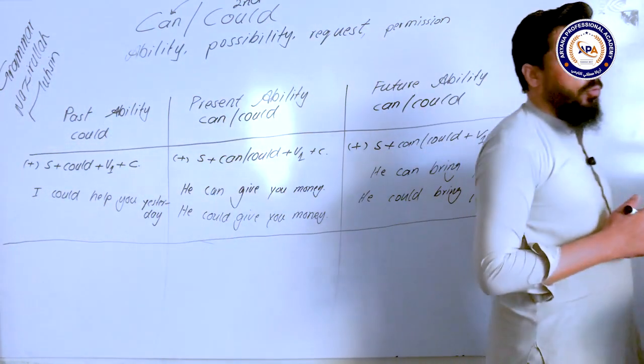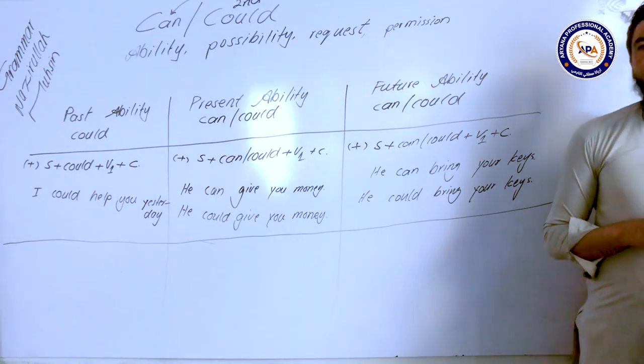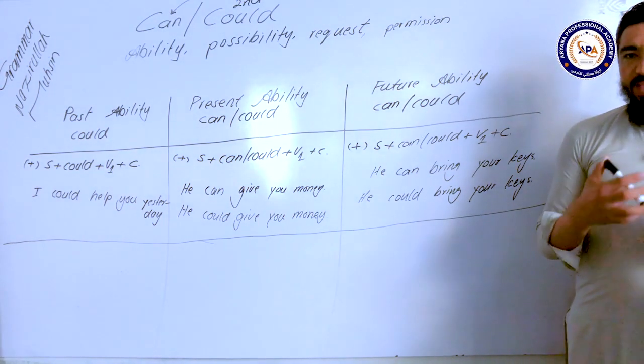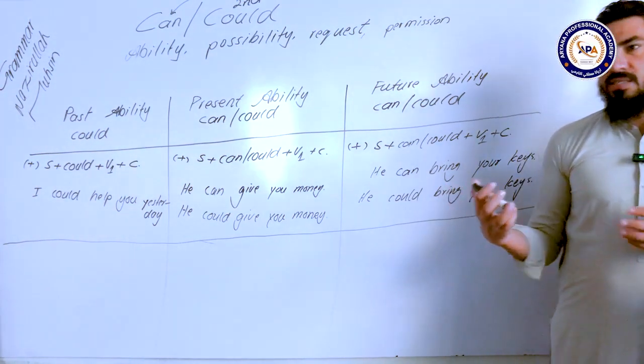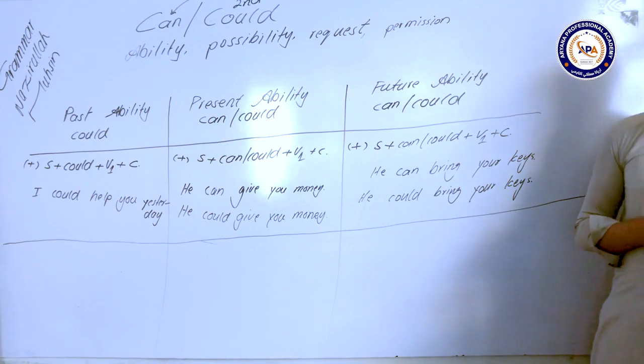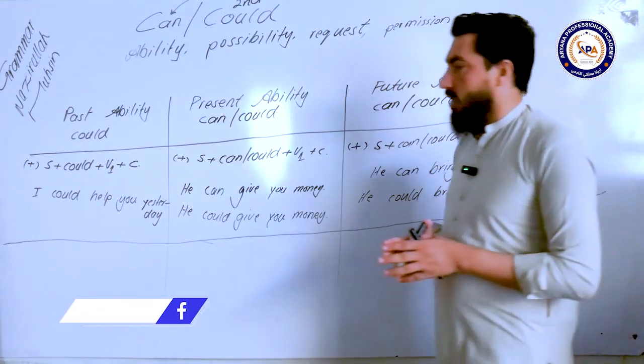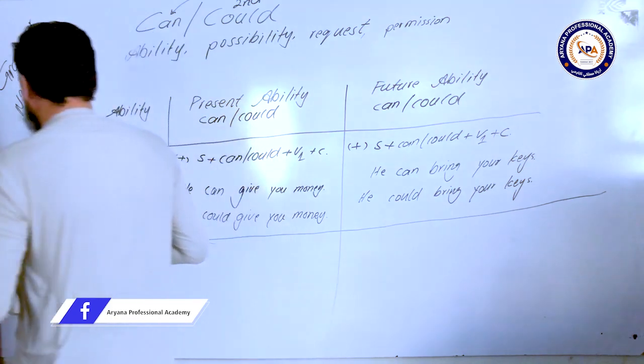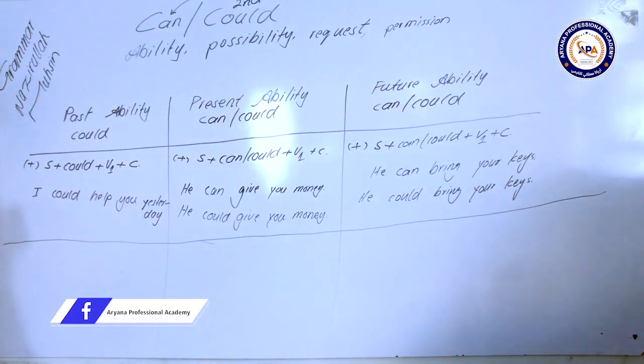I can drive a car when I was 11 years old. Instead of can, you must use could in the past. Like, I could drive a car when I was 11 years old. But when it comes to present or future, then you can use both of them. Your choice. If you want to use can or could, both of them will give the same meaning.